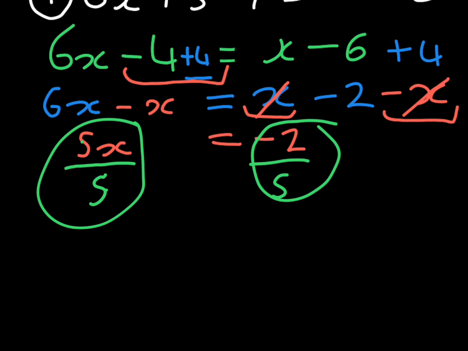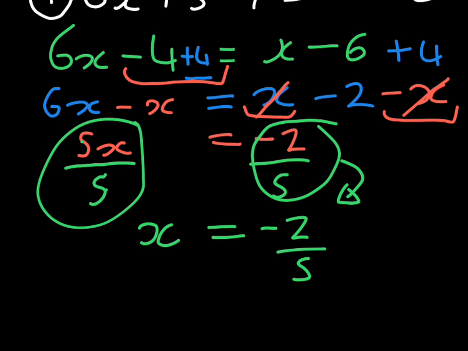When we divide 5x by 5, we will be left with just x, which is what we wanted. And on the right-hand side, we are left with this fraction, minus 2 over 5. And that is our final answer for question number 1.